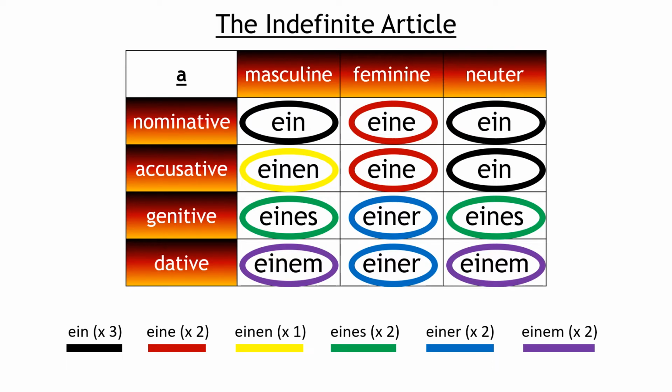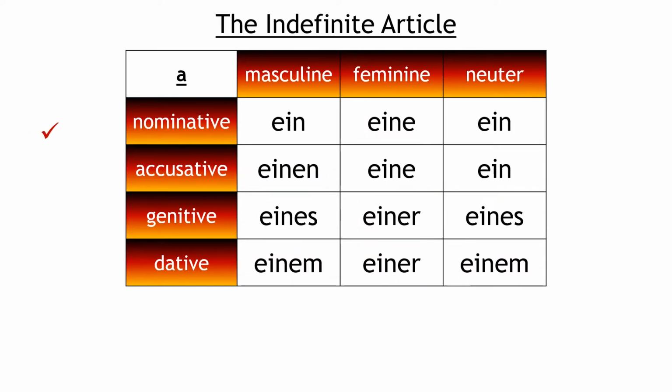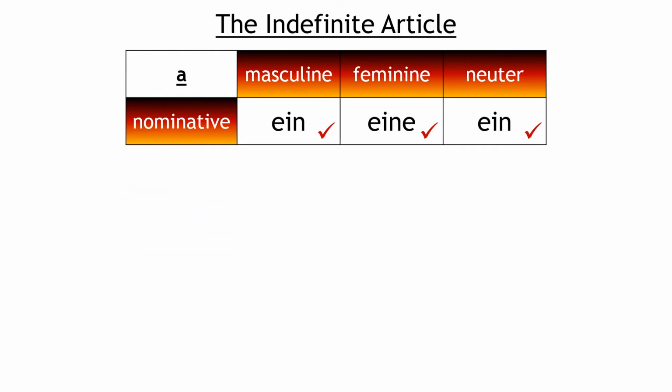Now I'll take away the highlighting and we'll focus on those parts of the table which will be used in this lesson. They are ein, eine, ein. And just as we did for the first table, we can remove the bottom 3 rows, as we will not be looking at any examples of the accusative, the genitive or the dative cases. And now just a quick reminder of how to pronounce these 3 key words: ein, eine, ein.